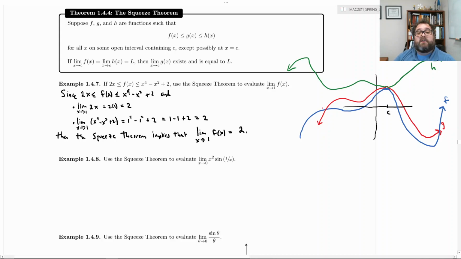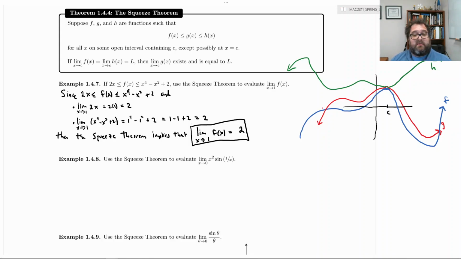Okay? Because we've shown that the limit of the left-hand function is equal to the limit of the right-hand function, both as x approaches 1. And because of those two bullet points are true, plus the fact that f is trapped between 2x and x to the fourth minus x squared plus 2, the squeeze theorem guarantees that the limit of the middle function f is also equal to 2. Okay? Let's look at another example.